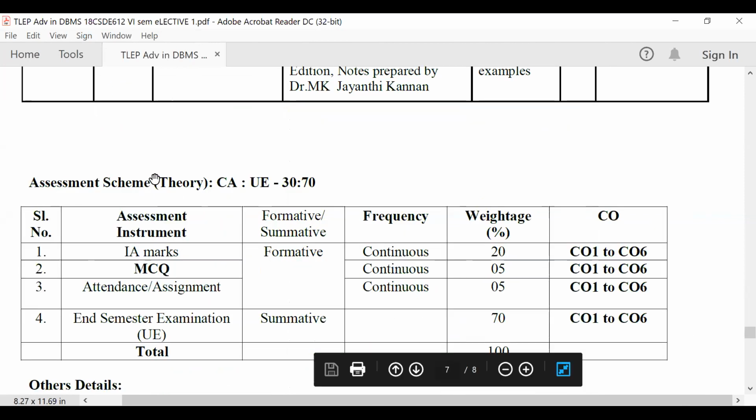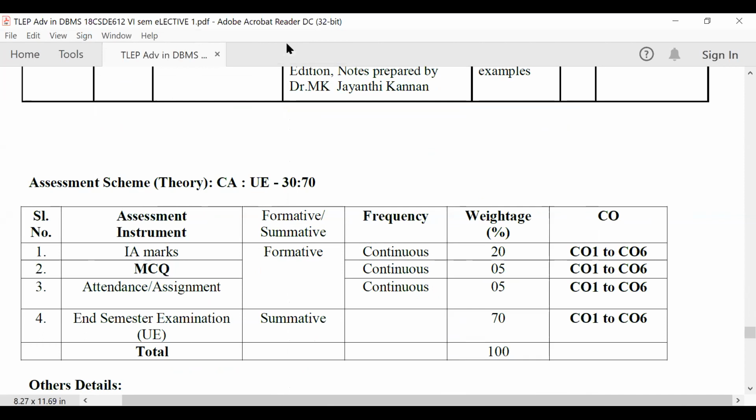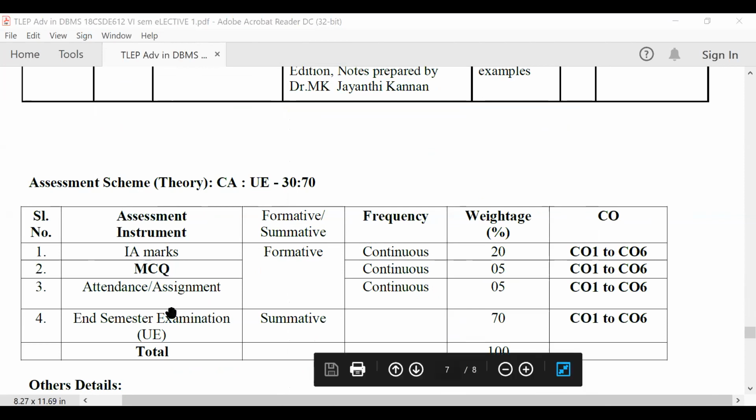Can you able to hear me? Arshita Gupta? Yes, ma'am. Yeah.